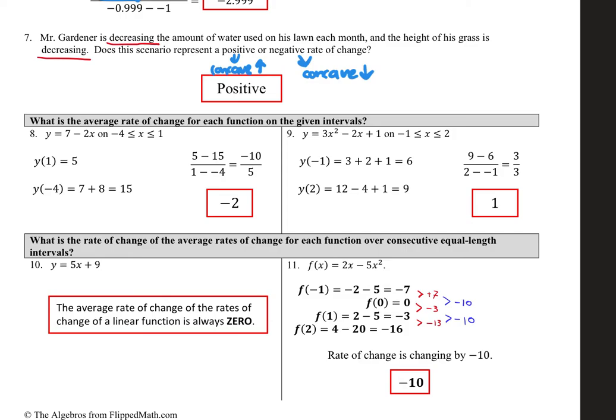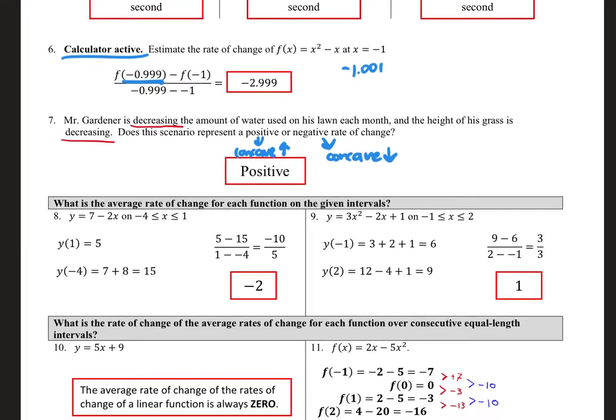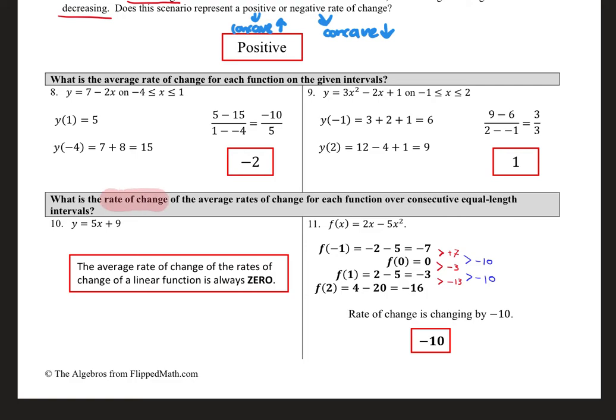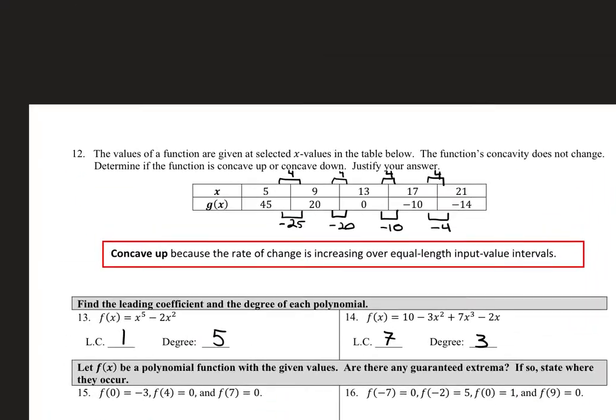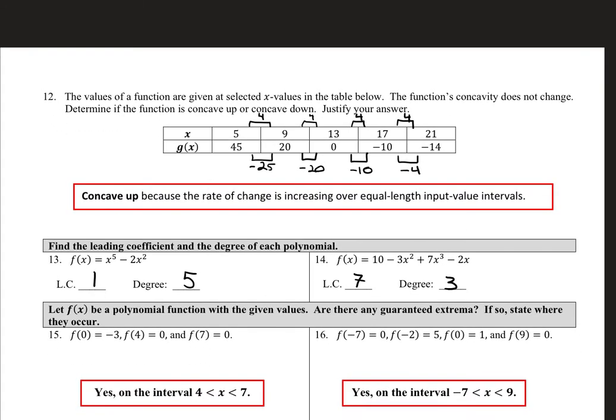Second difference there. So I would literally go to my question and I would underline or circle rate of change of average rates of change to see it twice, to know it is not just rate of change. If it was just rate of change, for 10 it'd be 5. For 11 it would depend on the interval, so it couldn't ask you that unless it gave you the interval. Otherwise you get different answers. All right, 12, now we're just doing the same thing but from your chart. So now it's asking for the rate of change, which would determine your concavity.